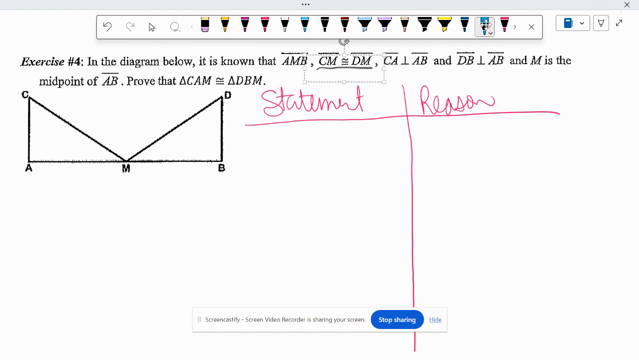So our first given is segment CM is congruent to segment DM. So statement number 1, segment CM is congruent to segment DM. What is reason number 1? It's because it is given.